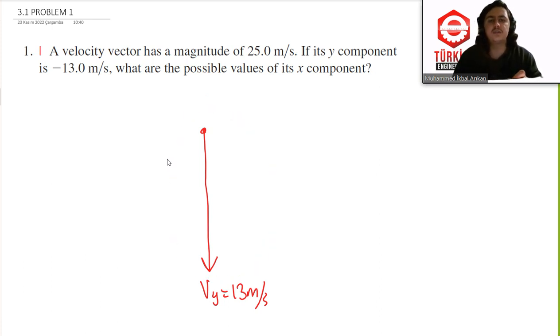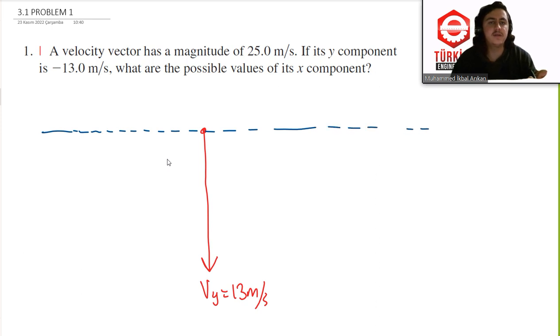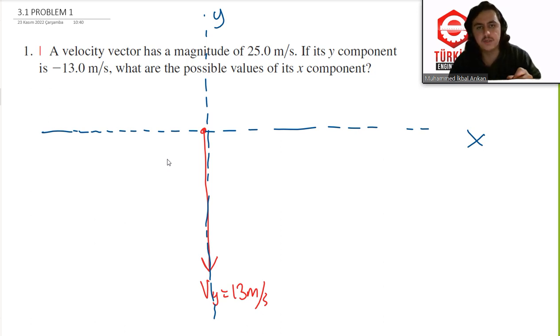What about the velocity if the magnitude of it is 25? Actually, here I have only two possibilities. Why? I will put my x-axis. This is my x-axis, okay? And I will put my y-axis like this. This is my y-axis. If I am going in the y-axis downward, my y velocity is downward.